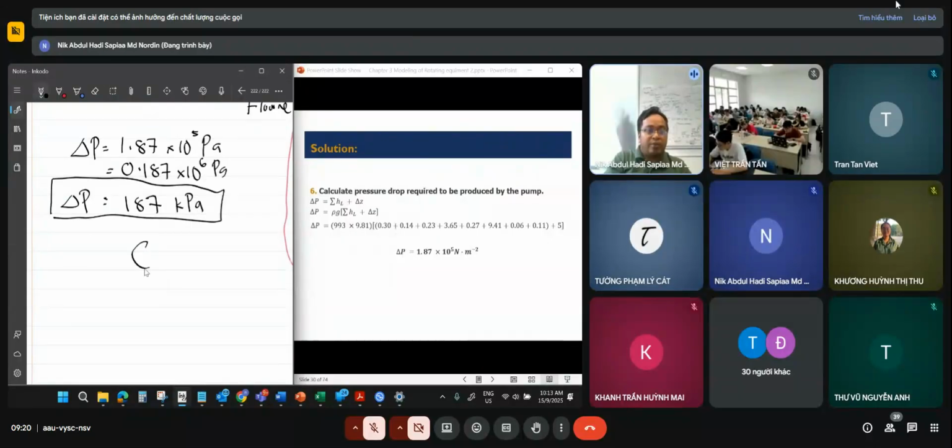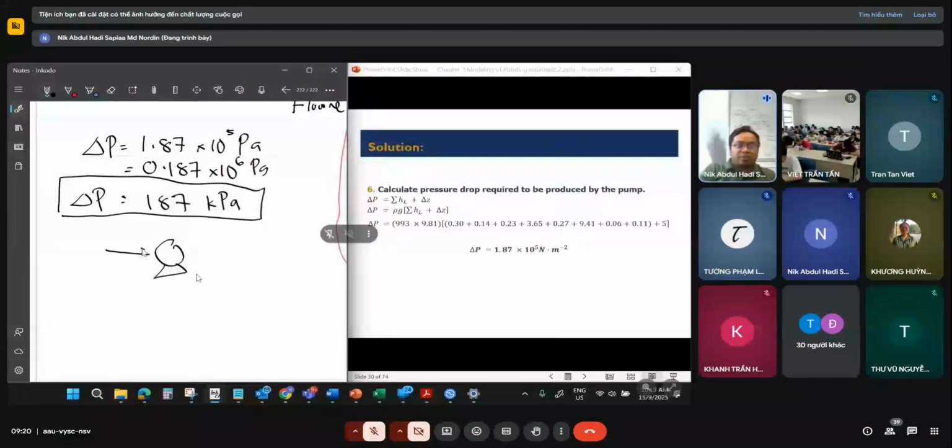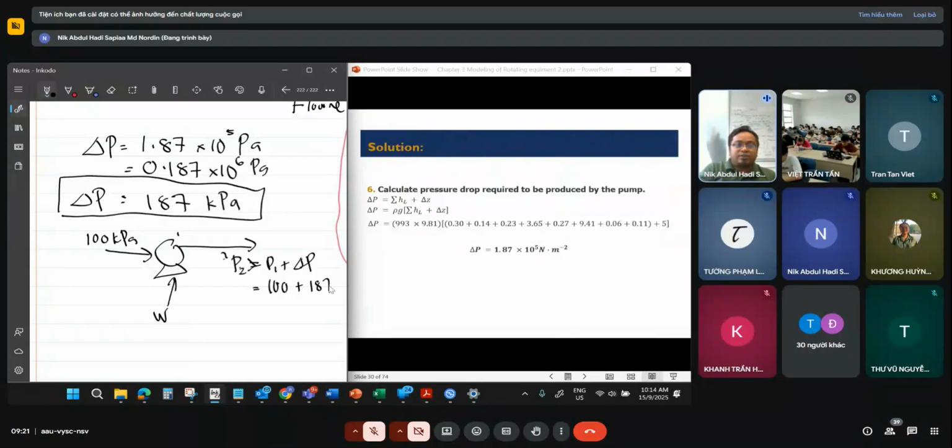Which means when transporting the fluid here, we need to make sure that the work we supply can overcome the outlet pressure here. So let's say if P1 is 100 kilopascal, the pressure 2 will be equal to P1 plus delta P. So 100 plus 187. The outlet pressure must be 287 kilopascal for this pump to work.